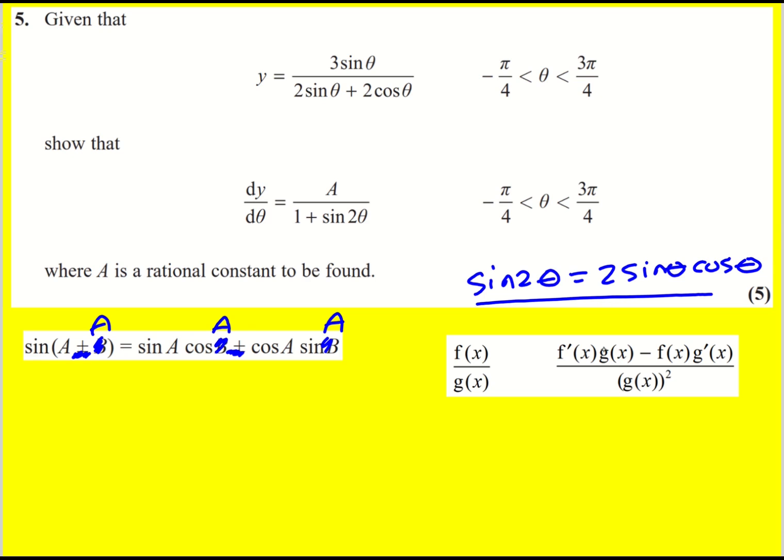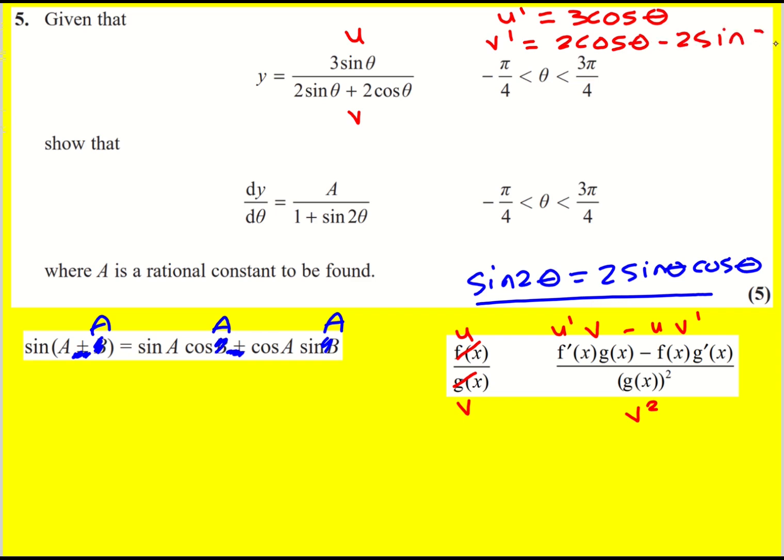We're also given the quotient rule. I always use u and v instead, so I am going to replace them here. So u dash v minus uv dash over v squared. I've got u, I've got v. For u dash, sine goes to cos when you differentiate, so we're going to get 3 cos theta, no further explanation of that. V dash is going to be 2 cos theta for similar reasons, but then cos goes to minus sine, so it's minus 2 sine theta.